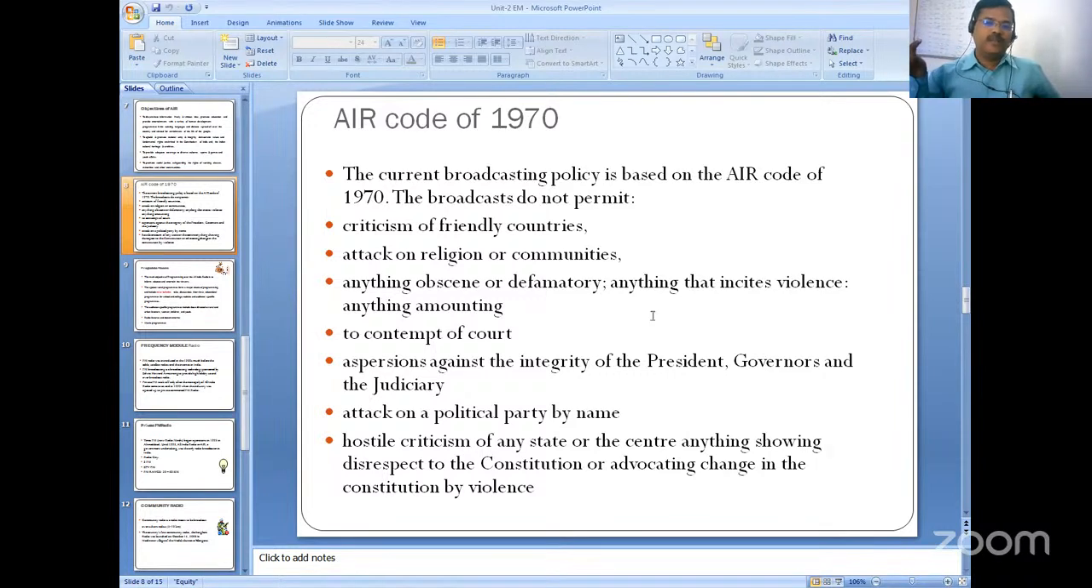Anything obscene or defamatory, anything that incites violence, anything amounting to contempt of court is not permitted in broadcasting in radio stations. An attack on a political party by name is also not permitted to broadcast. Criticism of any state or the center, or anything showing disrespect to the Constitution or advocating change in the Constitution by violence, is not permitted to broadcast on radio, either on All India Radio, that is Akashvani, or on private radio channels. All radio channels, private or public, must maintain the AIR Code of 1970.